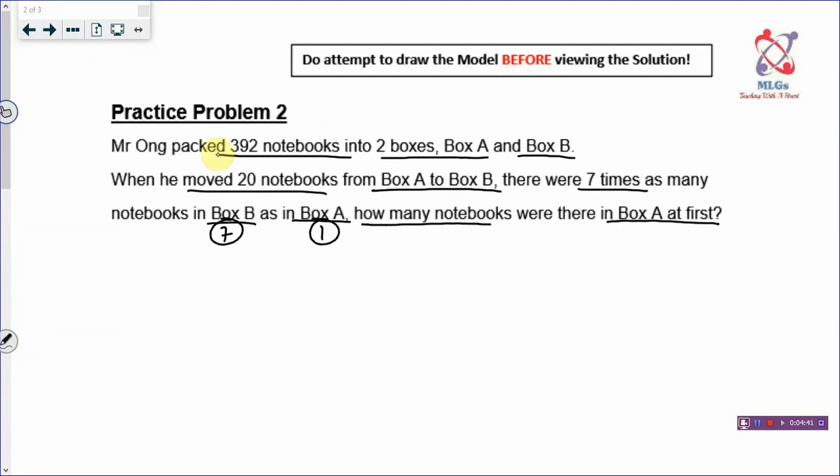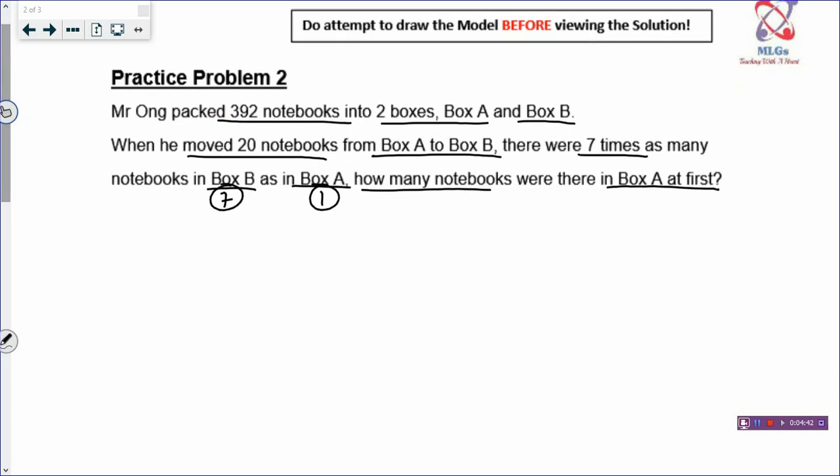Okay, so what do we do? Now, this is a before and after problem again, which means that you have to think about what is unchanged. You take out the books from B and put into A, so box A becomes less and box B becomes more. But is the total still the same? Yes, so the total is unchanged.